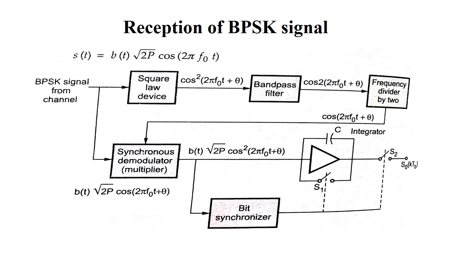The integrator will integrate the signal over the 1 bit period, and the bit synchronizer will take the starting and the ending time of the bit. So at last we will receive the output as S0 of kTb.